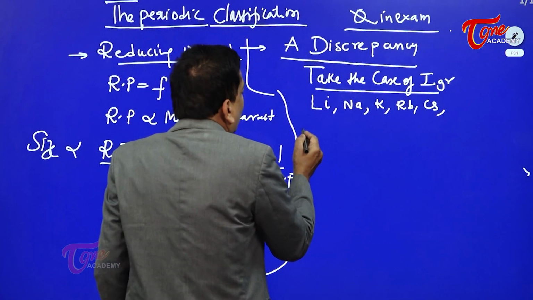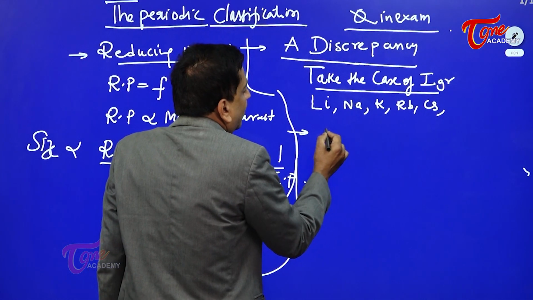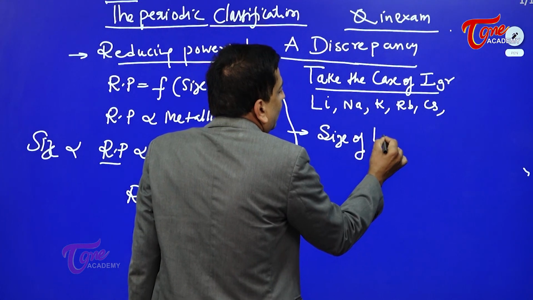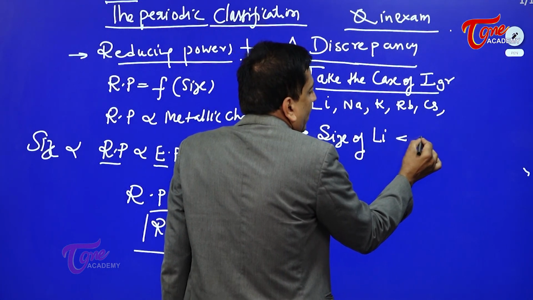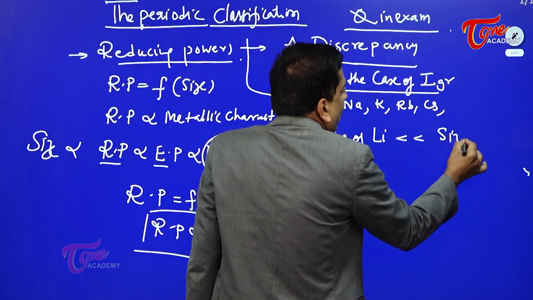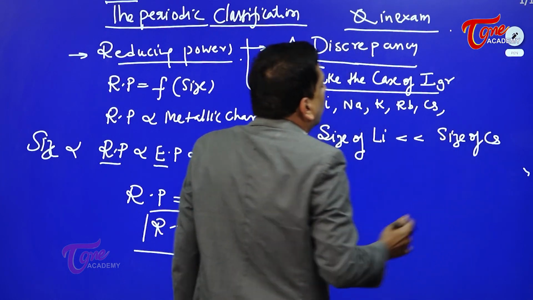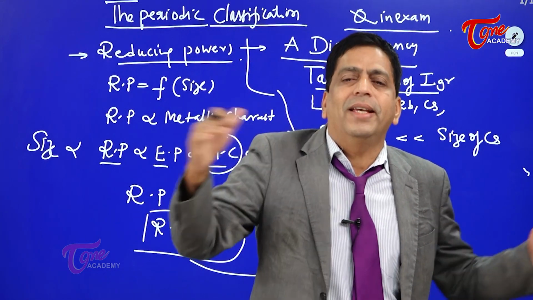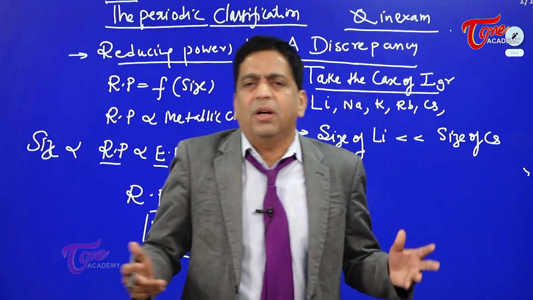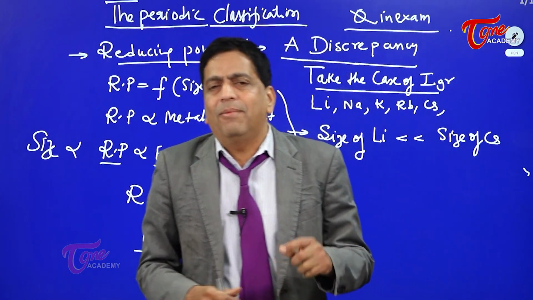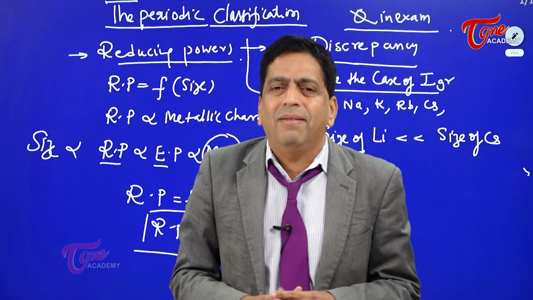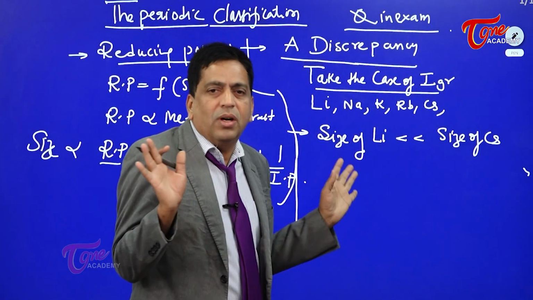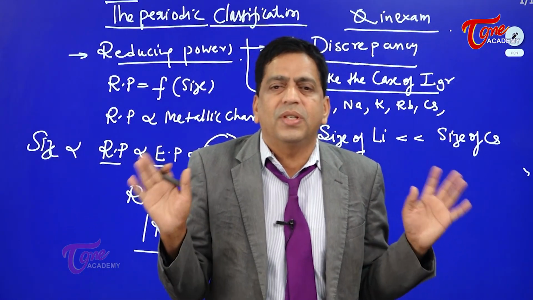Then look here. The size of lithium is actually very, very small compared to the size of cesium. I think you will agree with me, because when I go down the first group from top to bottom, the size increases. In groups, of course, the size is what? Increasing. Lithium would have the smallest size, and that's what I have written: size of lithium is smaller than what? Size of cesium.